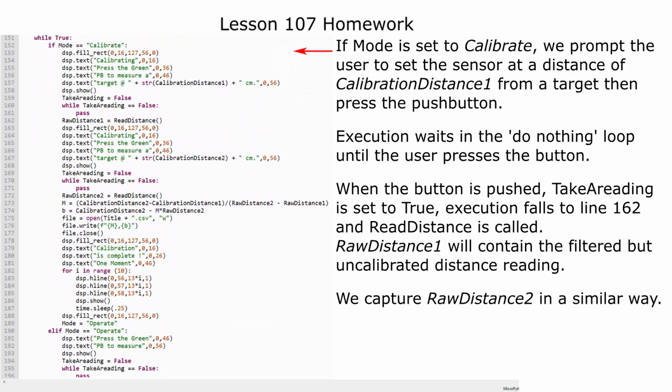If mode is set to calibrate, we prompt the user to set the sensor at a distance of calibration distance 1 from a target and then press the push button. Execution waits in the do nothing loop until the user presses the button. When the button is pushed, take a reading is set to true. Execution falls to line 162 and read distance is called. Raw distance 1 will contain the filtered but uncalibrated distance reading. We capture raw distance 2 in a similar way.